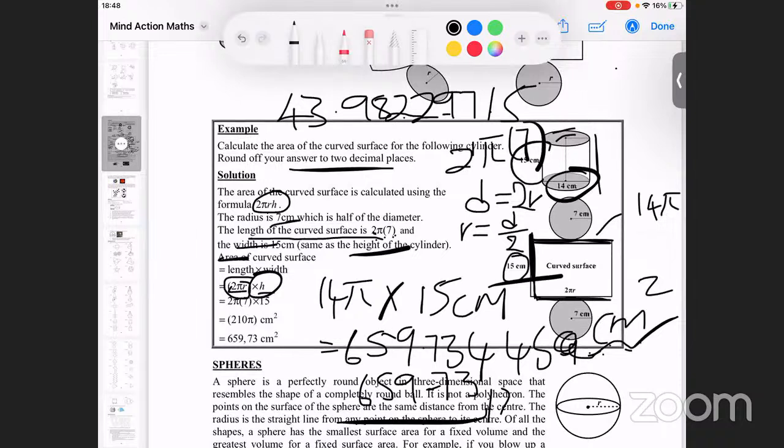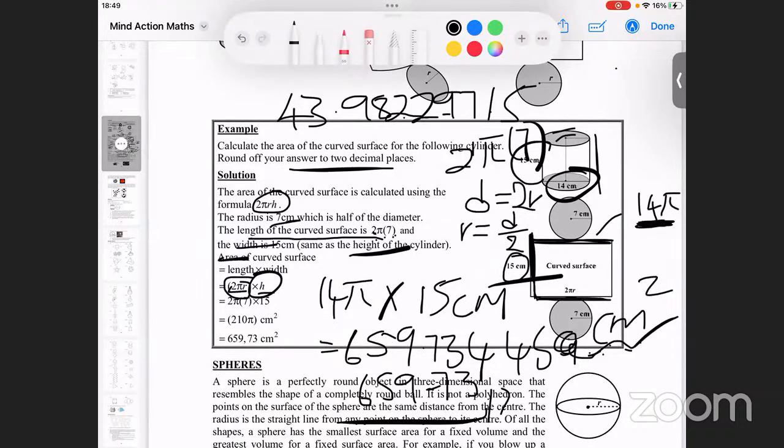Now, do we have any question? Ma'am, I have a question. Okay. I wanted to ask you about what happens to the 43.98229715. What happens to that? It's this one. It's 14 pi. Oh, this is 14 pi. Okay, I get it now. Yes, it's the same as the 14 pi.